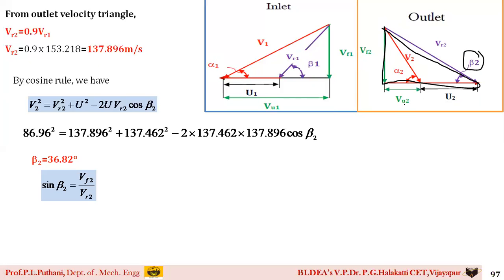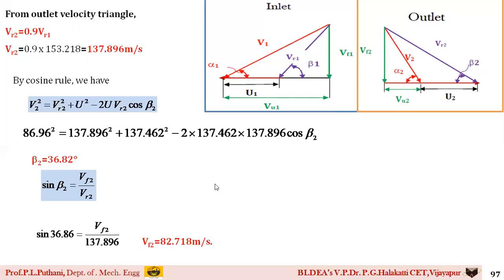VR2, or what you can do is, apart from this, you can go for this method. Sorry, sine beta 2 is nothing but Vf2 by VR2. Sorry, students, Vf2 by VR2. So you know the value of beta 2, you know the value of VR2, you can find the value of Vf2 from this equation. So you get the value of Vf2 as 82.798 meters per second.